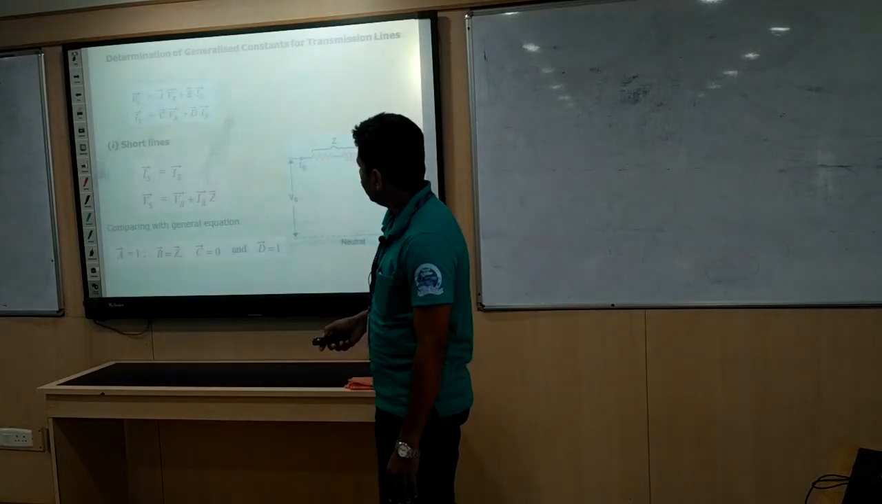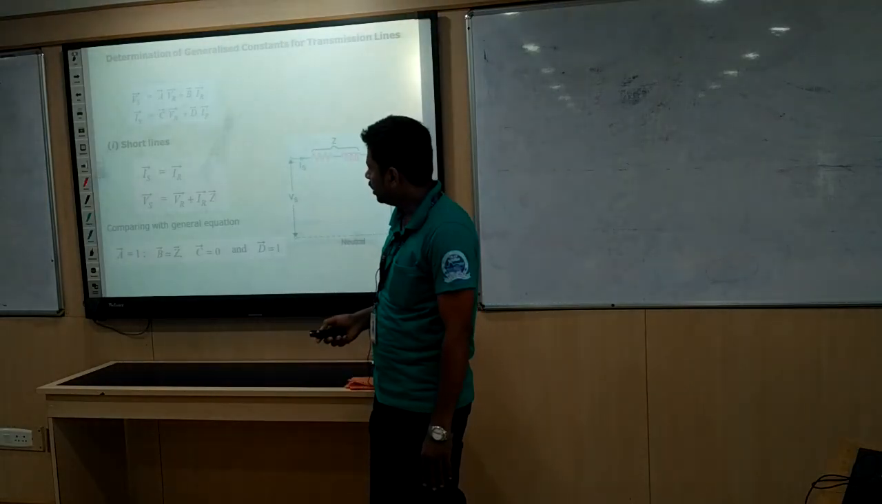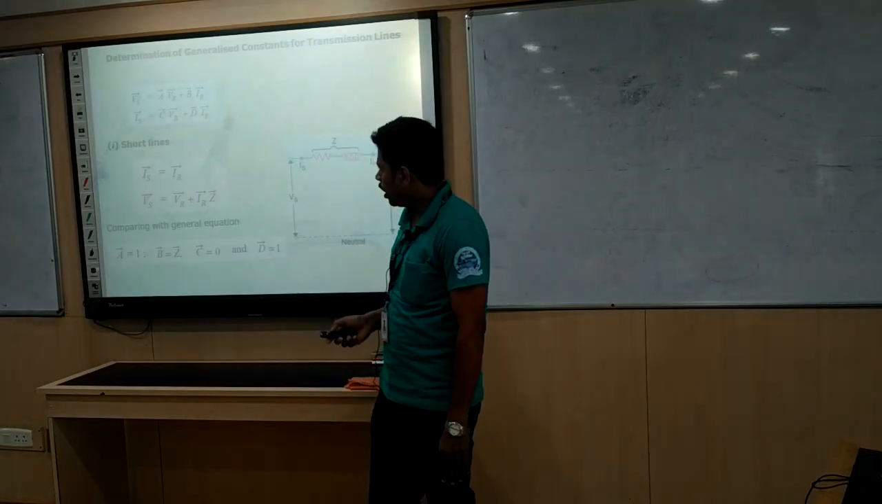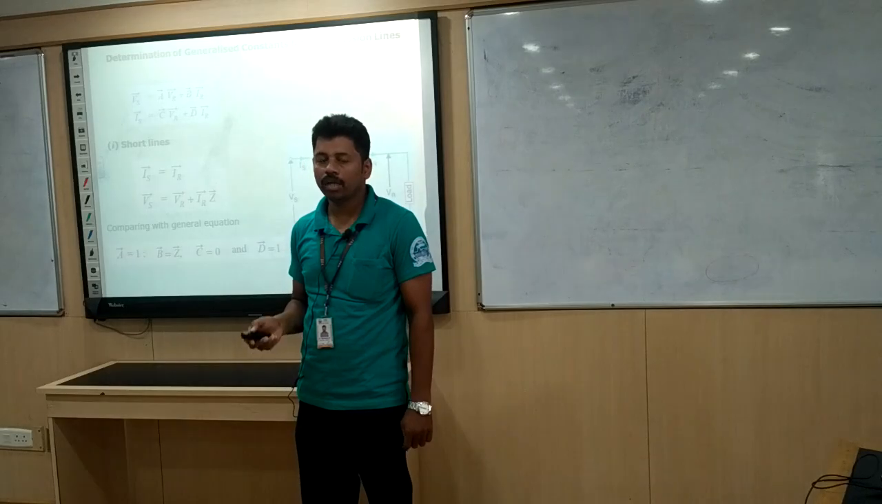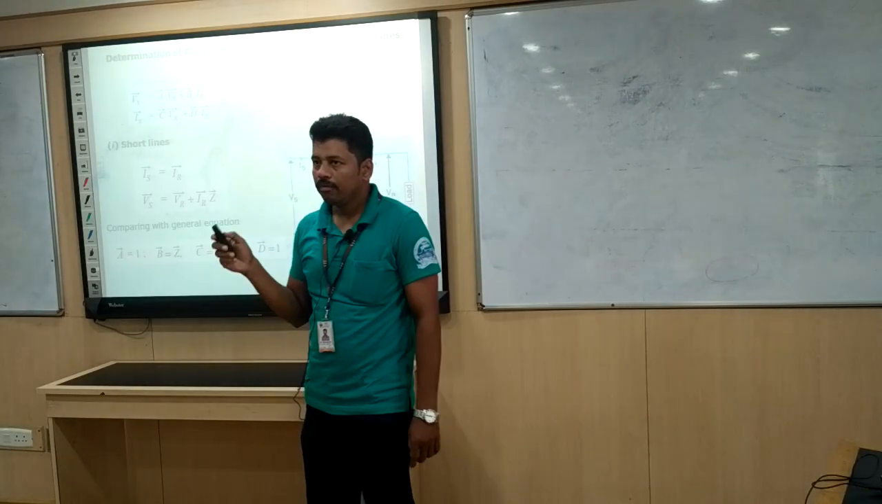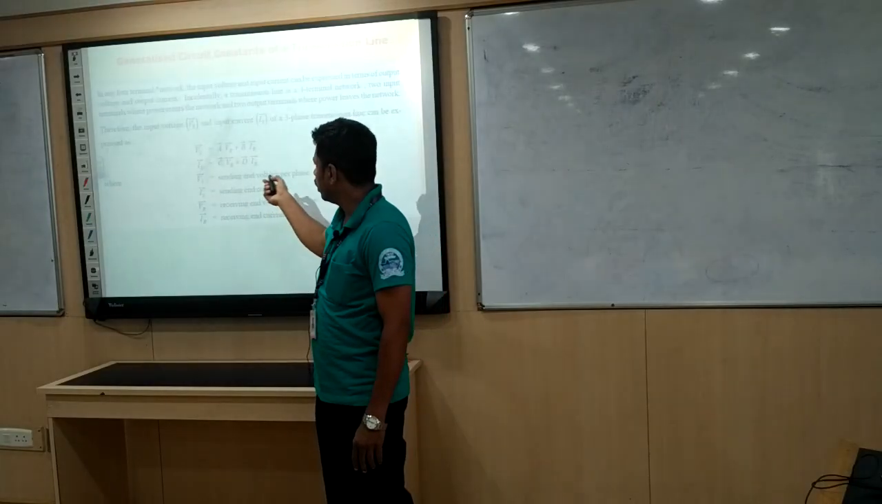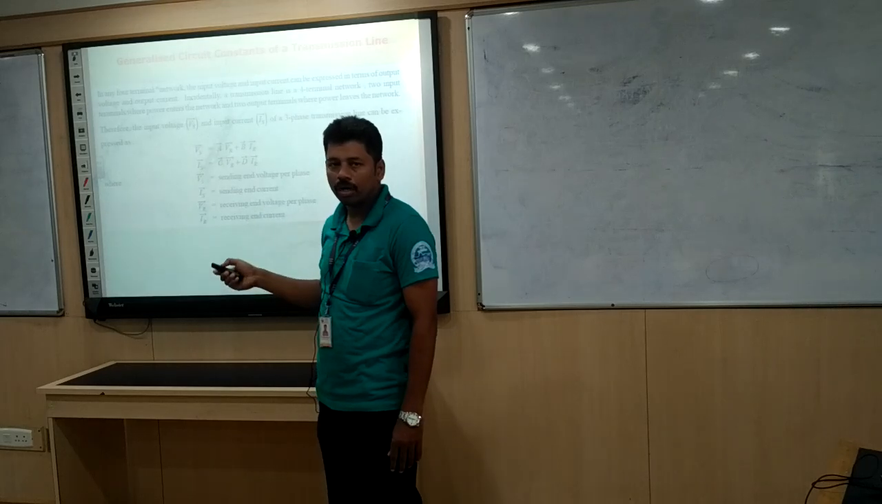First, for the short transmission line, Is is equal to IR, and Vs is equal to VR plus IR into Z. So how we are getting this equation is, based on the current and voltage equations, we have to convert each and every equation into this form: Vs equal to A VR plus B IR, Is equal to C VR plus D IR. In this form, we have to convert it.